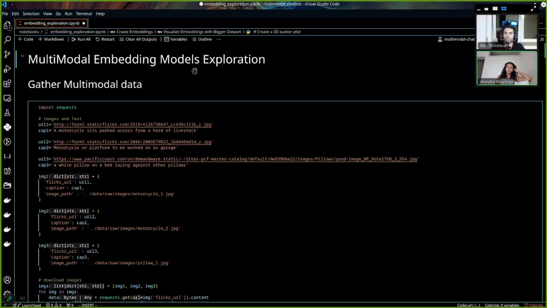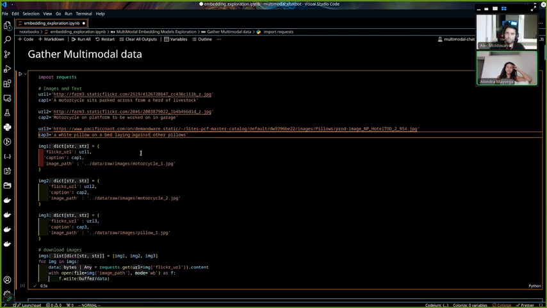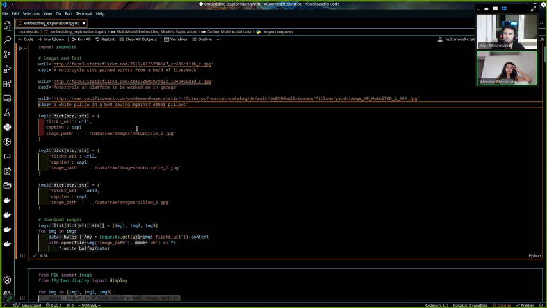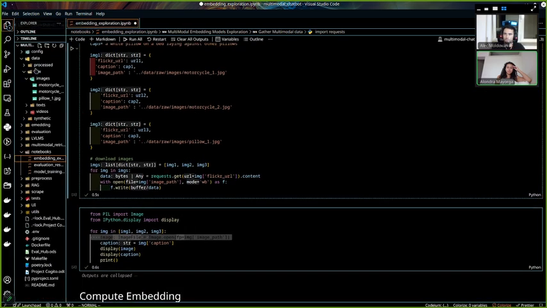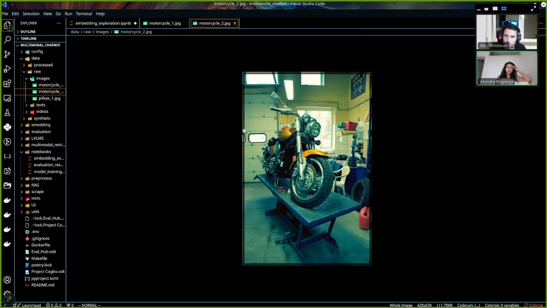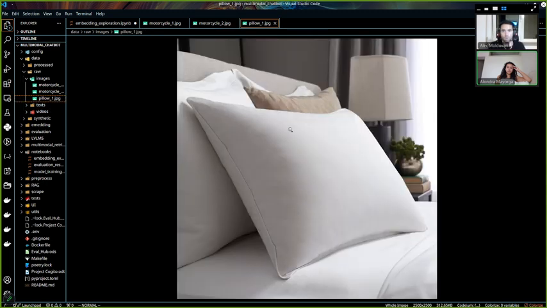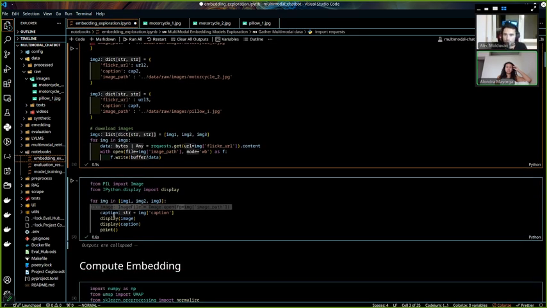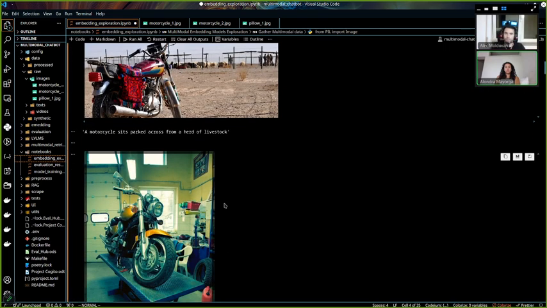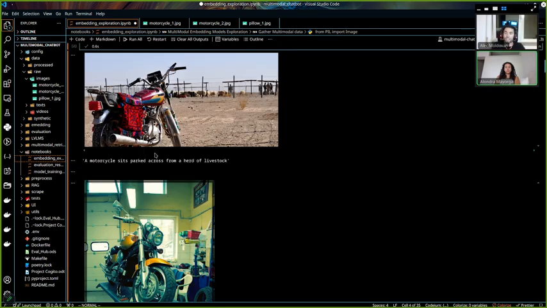There you go. So your multi-embedding model exploration. In the beginning, here is just like you see a motorcycle, all these things. And if I look at these, it's just a motorcycle, another motorcycle, or a pillow, right? You have those. I downloaded them and look at them, but oh, it's here. Oh, I didn't realize it. There it is. See, and then it comes the text.